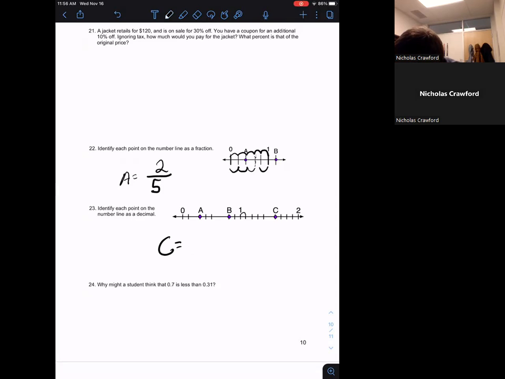So there is 1, 2, 3, 4, 5, 6, 7, 8, 9, 10. Okay, so there's 10. So I know C is in between 1 and 2, so it's going to have my 1 as my mixed number. And C is at point 1, 2, 3, 4, 5, 6. So 1 and 6/10. Now my goal is to write this as a decimal. This is equal to 1 and 6/10, so 1.6. That's how you write it as a decimal.